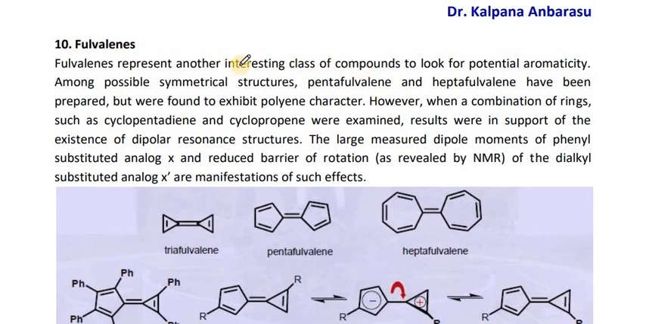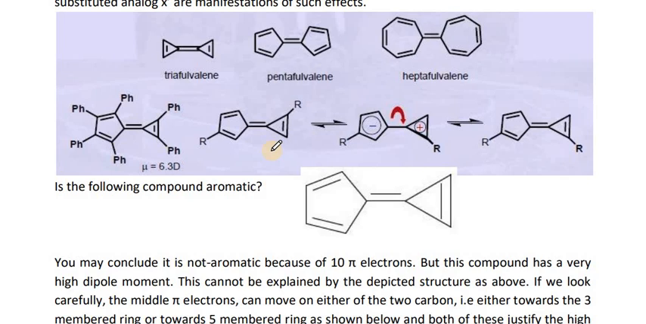Fulvalene represents an interesting class of compounds with potential aromaticity. But pentafulvalene and heptafulvalene exhibit only polyene character and do not show any aromatic character. But a combination of cyclopentadiene and cyclopropene, if we examine that, has a dipolar resonance structure because of the concept of aromaticity that exists within the molecule.